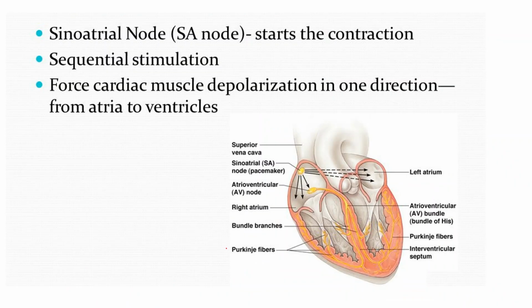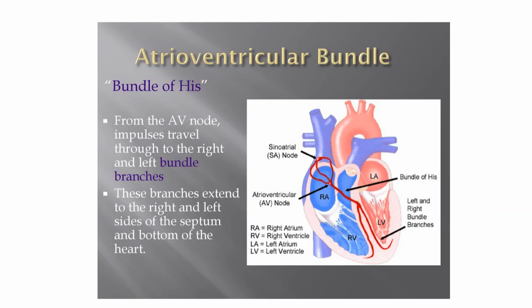Here we can also see the SA node. This is the SA node, the natural pacemaker. It starts the contraction, and sequential stimulation follows. Cardiac muscle depolarization is forced in one direction, from the atria to the ventricles. After the AV node comes the bundle. From the AV node, the impulse travels through the right and left bundle branches. These branches extend to the right and left sides of the septum and the bottom of the heart.